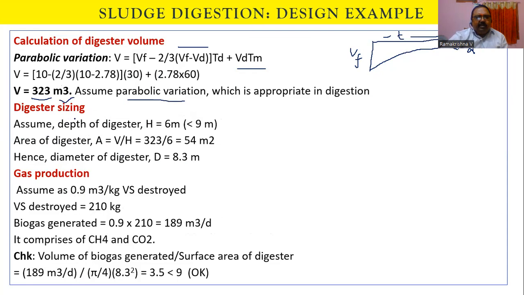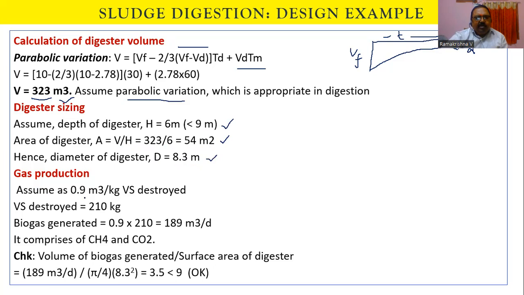Sizing of the digester. The depth of the digester is usually less than 9 meters. So now I am assuming 6 meters, a minimum of 6 meters, and it should not exceed 9 meters. So the area of the digester is nothing but the volume of the digester divided by the depth of the digester, 6 meters. So 54 meters square. Now if you go for a circular configuration, the diameter will be around 8.3 meters.